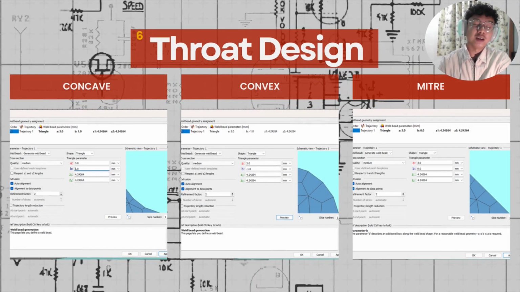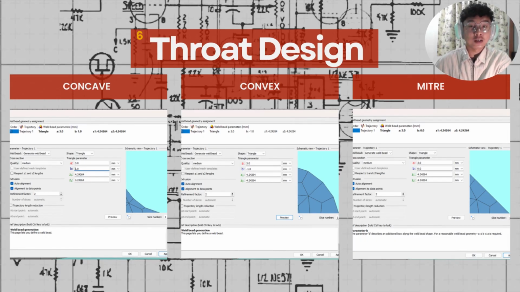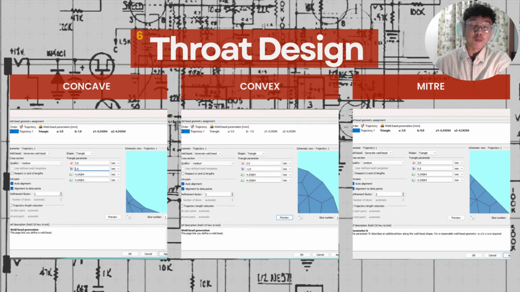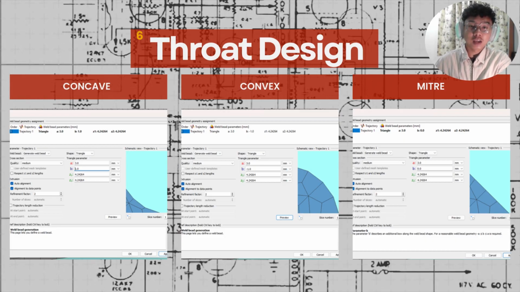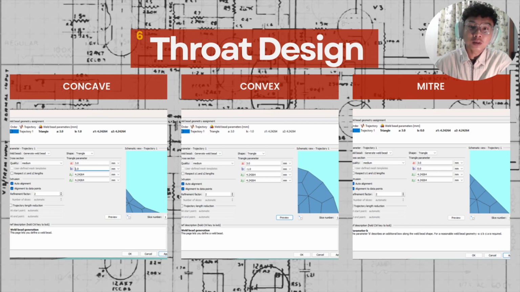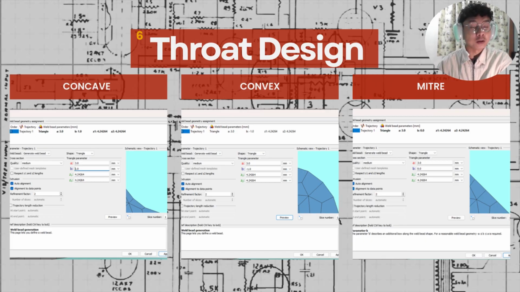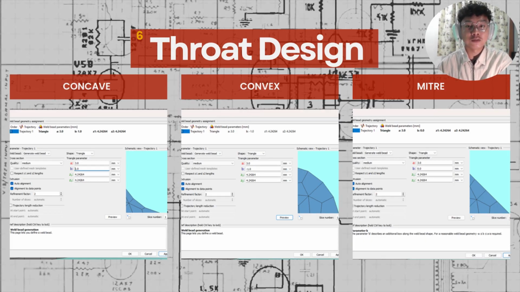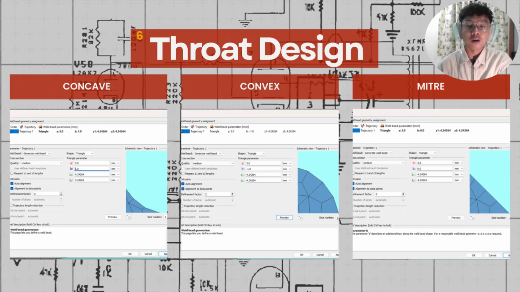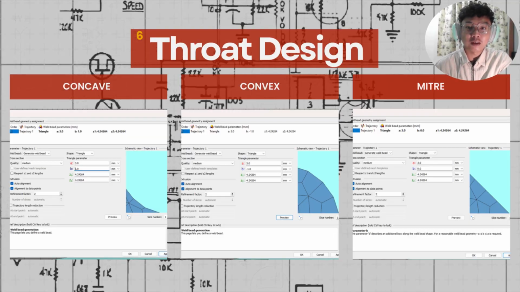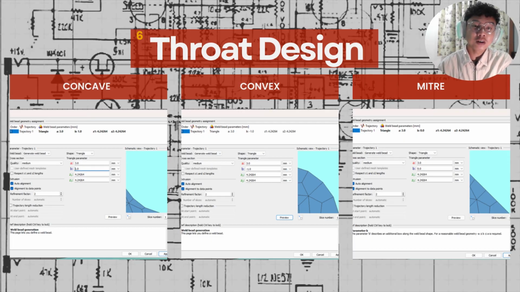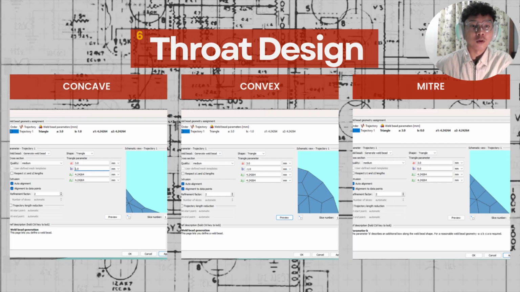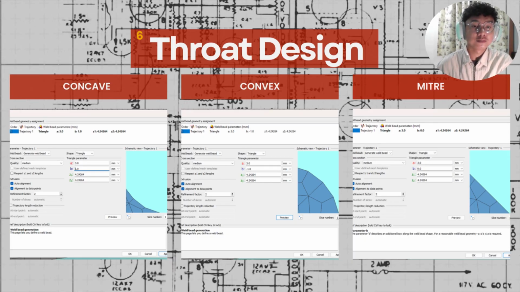Now, for the most important aspect of our study, the throat design. We have three types of throat designs that we are going to be comparing: the concave, the convex, and the miter designs. As you can see from the images below, the triangle parameter for each throat design is different. For the concave, the triangle parameter on the B side is 1, for the convex it's -1, and for the miter it is 0.0.